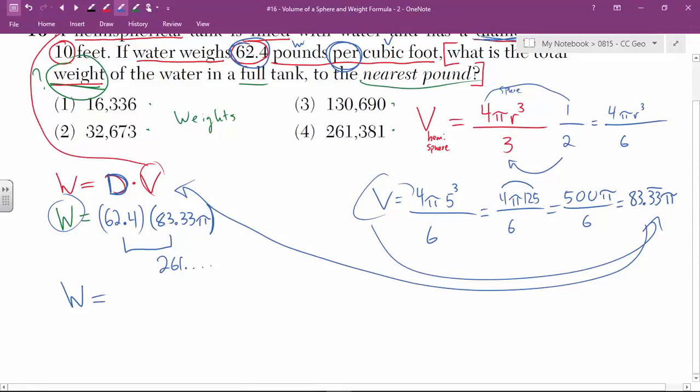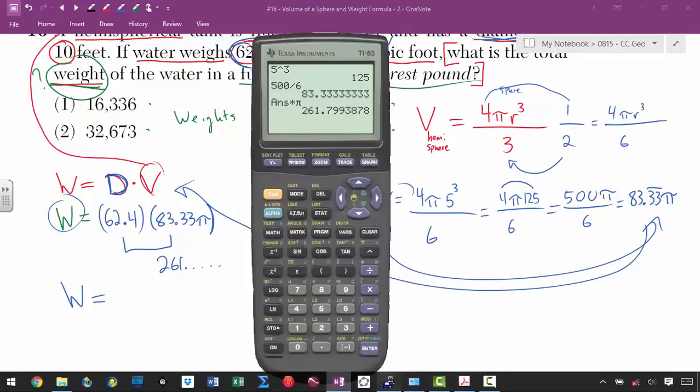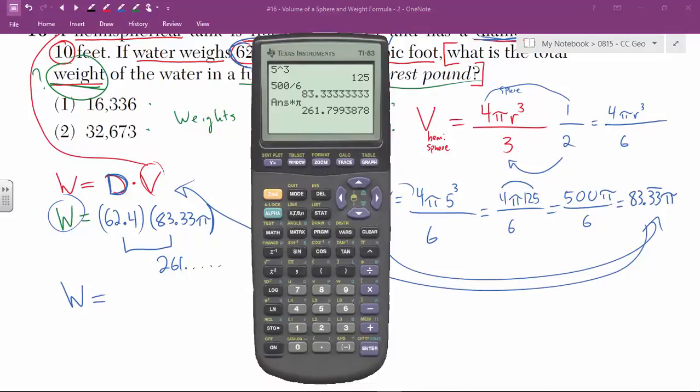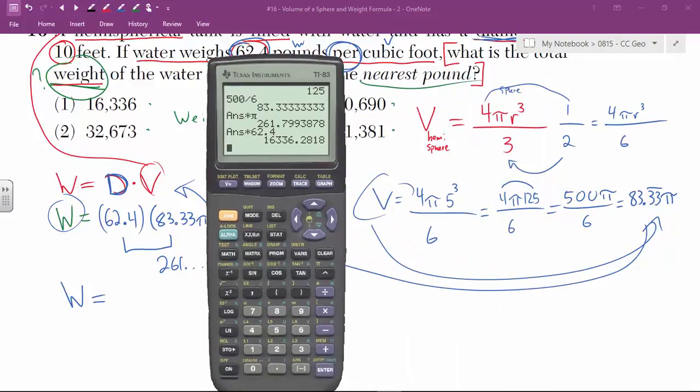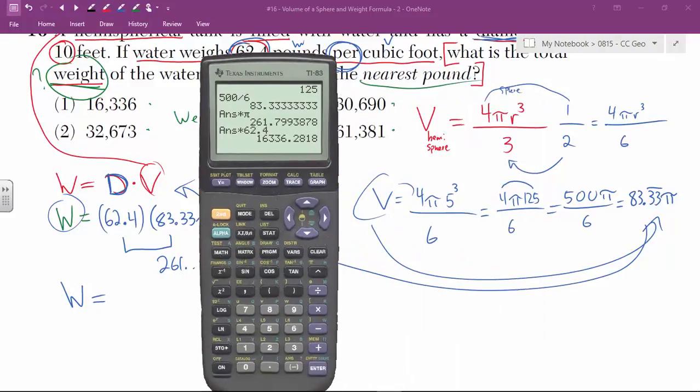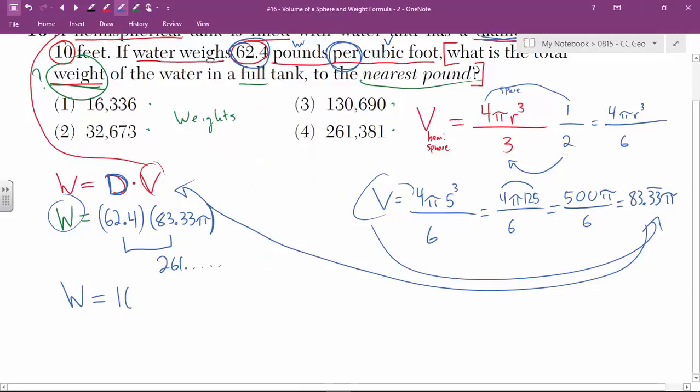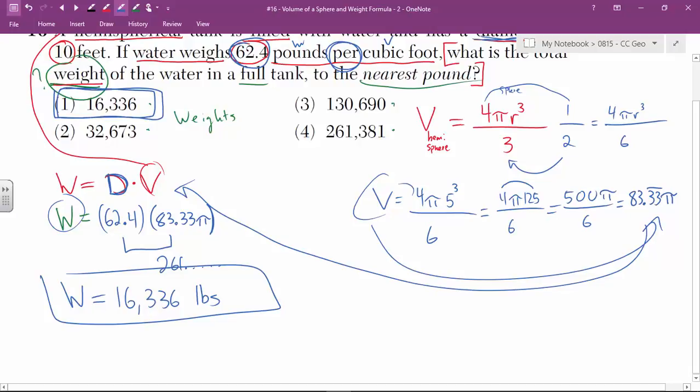It's like 261 point whatever. And we're going to take this and multiply it by that 62.4. So our answer, to the nearest pound, so to the digit to the left of the decimal, I look to the right. If that's 5 or higher, I round up. This is 2, so I just get rid of all the decimals. And it's 16,336 pounds. That would be our weight. And look at that. That's answer choice number 1. Answer choice 1 would be correct.